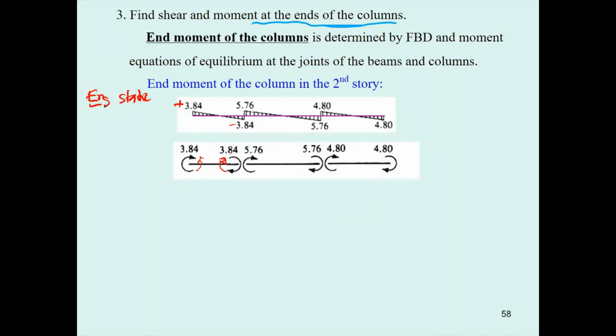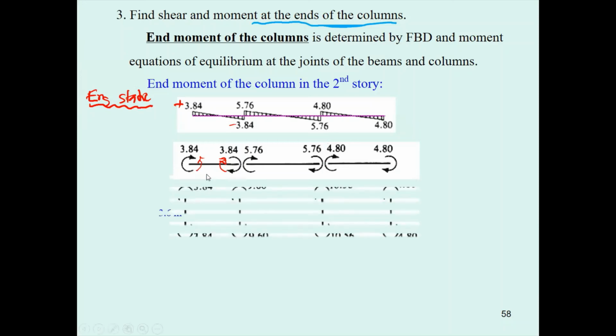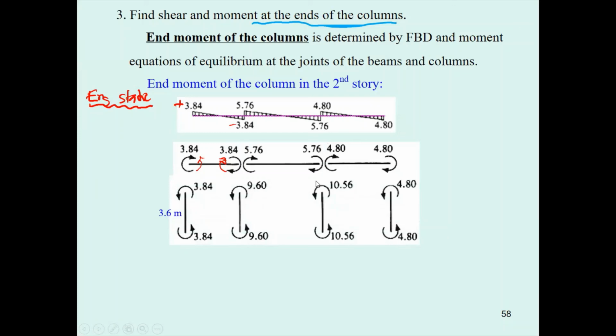Okay, you understand the sign convention, right? So you can draw like this, and then you have to transfer the moment to the column. At this point, the 3.84 over here is going to be resisted by this one, and this one will be, by Newton's third law, this one. You get this one.